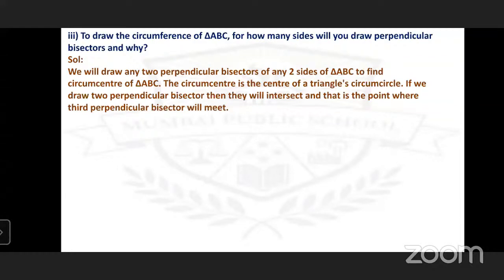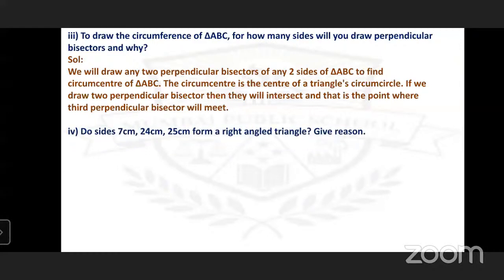Okay, now question number 4. Very simple. This question is asked from the second chapter, that is Pythagoras Theorem. Do sides 7 centimeter, 24 centimeter, 25 centimeter form a right angle triangle? Give reason. So 3 sides are given. They ask whether these 3 sides form a right angle triangle. So first we write here the triplet, as 3 sides are given. So they are called the triplet 7, 24, 25.